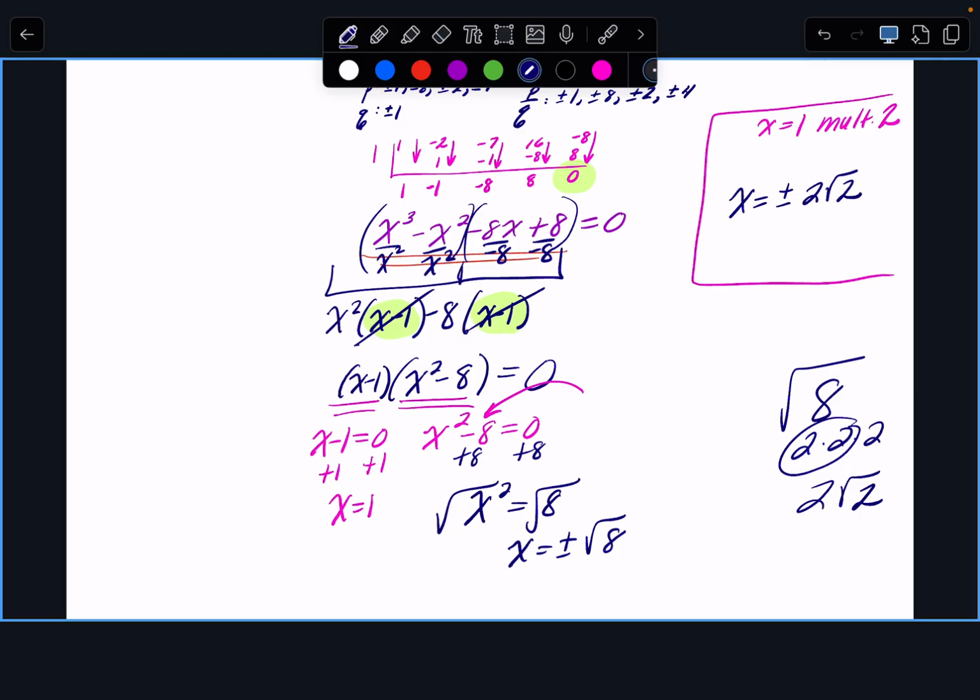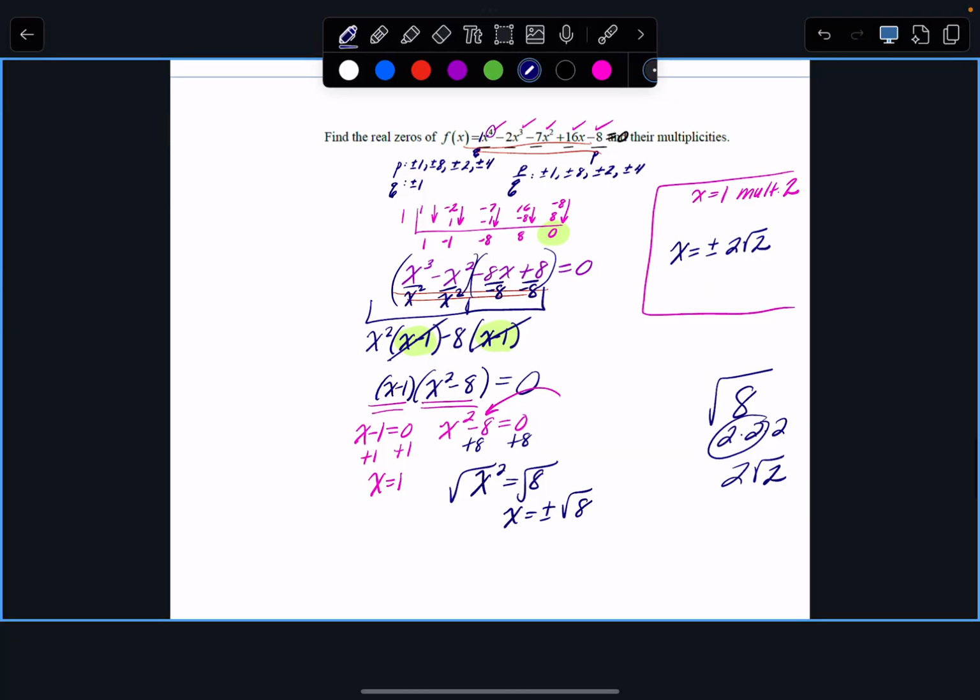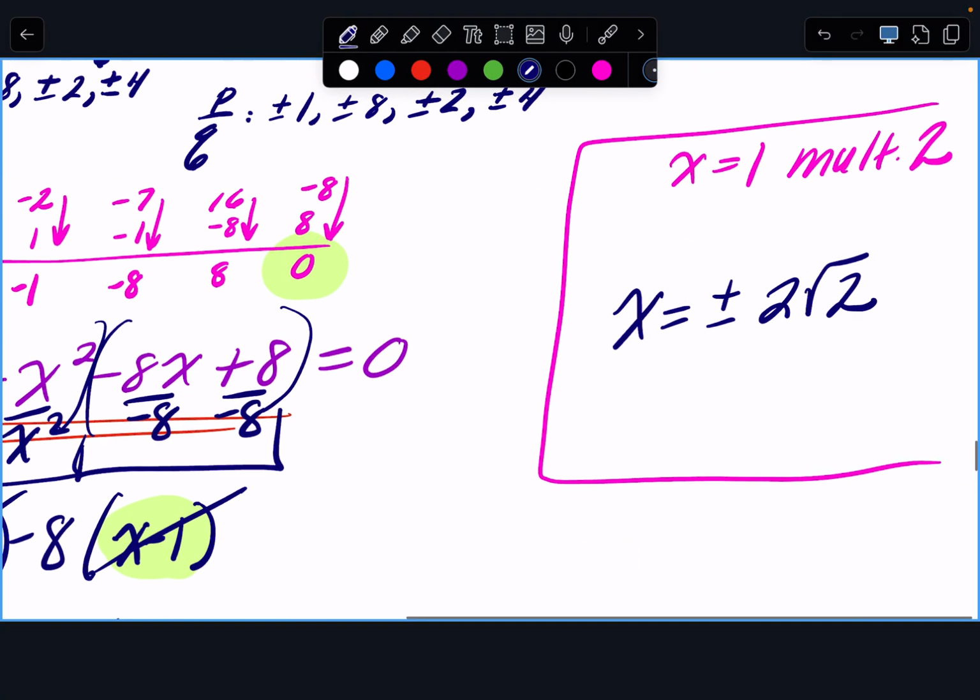Now actually, wait a minute. I better read my instructions. Should I have included that answer or not? So I don't get docked for not reading instructions. Find all the real zeros. So my question is, should I keep all solutions in here or no?